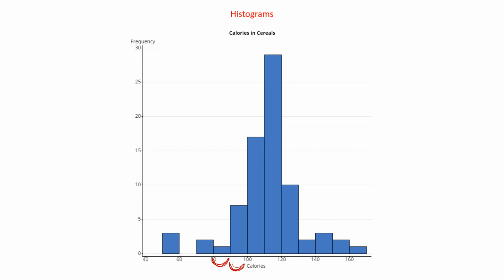Histograms, unlike bar graphs, do not have gaps in between the bars. If there is a gap in between the bars, like there, that means that there was nothing there that happened. There were no cereals that had between 60 and 70 calories per serving. It was either less or more. The y-axis, again, just has a frequency. That's the count of how many of them happened. And that's what we look at for histograms.